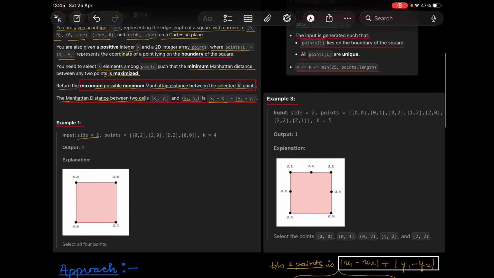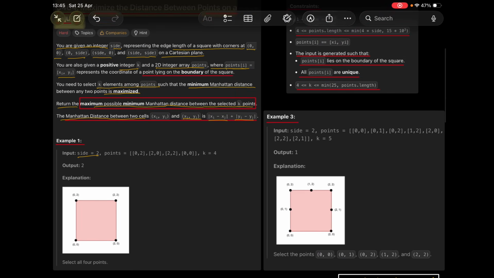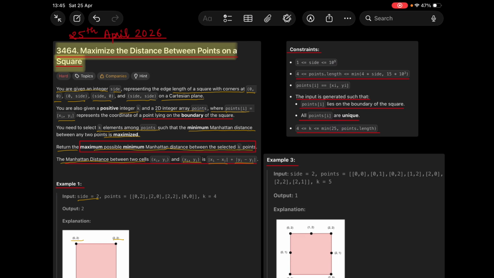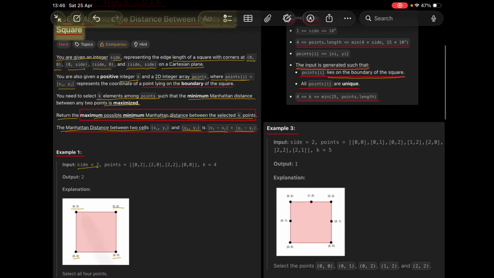Here we are given the side, and the side says that this is the edge length of the square, and our square would be (0, 0), (0, side), (side, side) and (side, 0). Okay, and this is the Cartesian plane, and if you see the constraints as well, the input is generated such that the points lie on the boundary of the square only. So these points will be only on the boundaries of the square that the side gives us, nothing outside or inside of that.